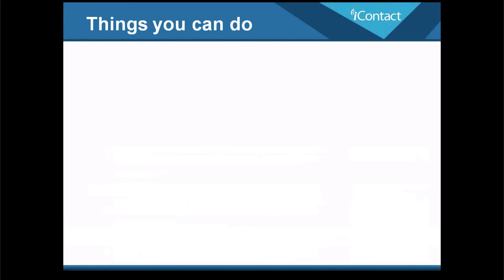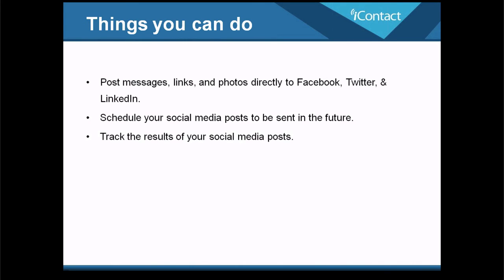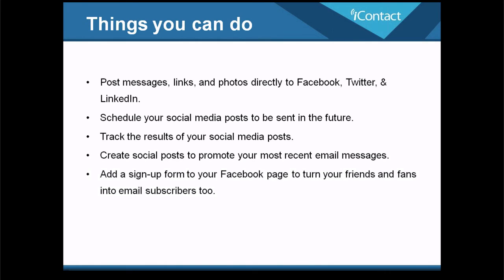Some things that you can do with iContact's social tool include posting messages, links, and photos directly to Facebook, Twitter, and LinkedIn without actually sending a message to your list. You also have the ability to schedule your social media posts so that they're sent in the future. You can track the results, the number of likes, comments, retweets. You can also create Facebook, Twitter, and LinkedIn posts to promote your most recent email message. You can add a sign-up form to your Facebook page to turn your friends and fans into email subscribers too.